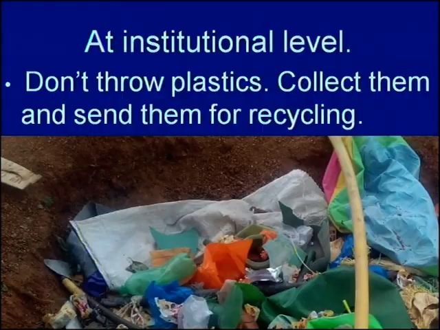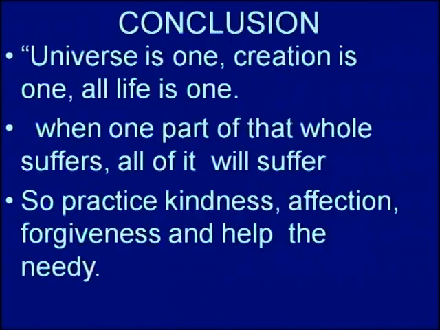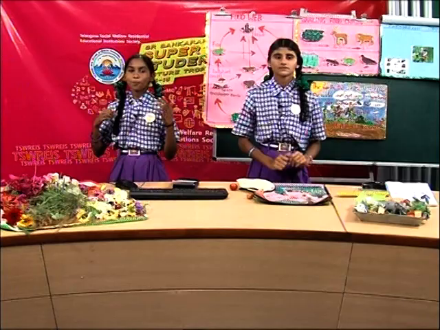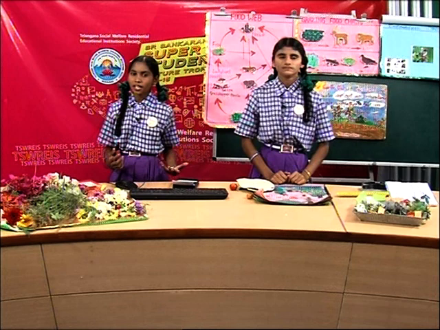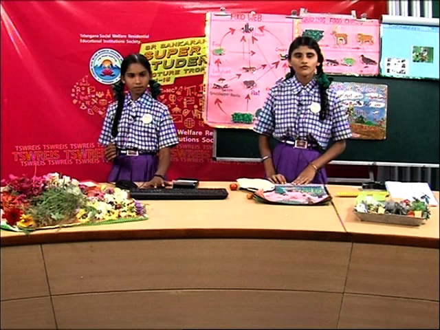And so friends, the conclusion is, universe is one, creation is one, all life is one. When one part of that whole suffers, all of it will suffer. So friends, to protect nature or to conserve biodiversity, we should practice small qualities like kindness, affection, forgiveness and help to the needy. So friends, our motto should be live and let live.